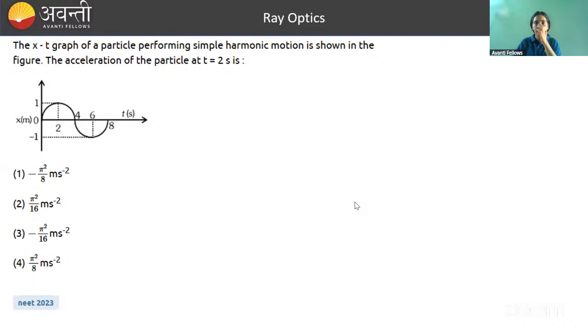Okay, let's discuss it now. So, what is the question? XT graph is given. ठीक है. The acceleration of particle at t equal to 2 seconds. How we calculate acceleration in SHM? That is equal to minus omega square x. This is this, right? So what will be the thing? Shashank, you are wrong with the direction. You need to check with the direction. So acceleration क्या होता है?